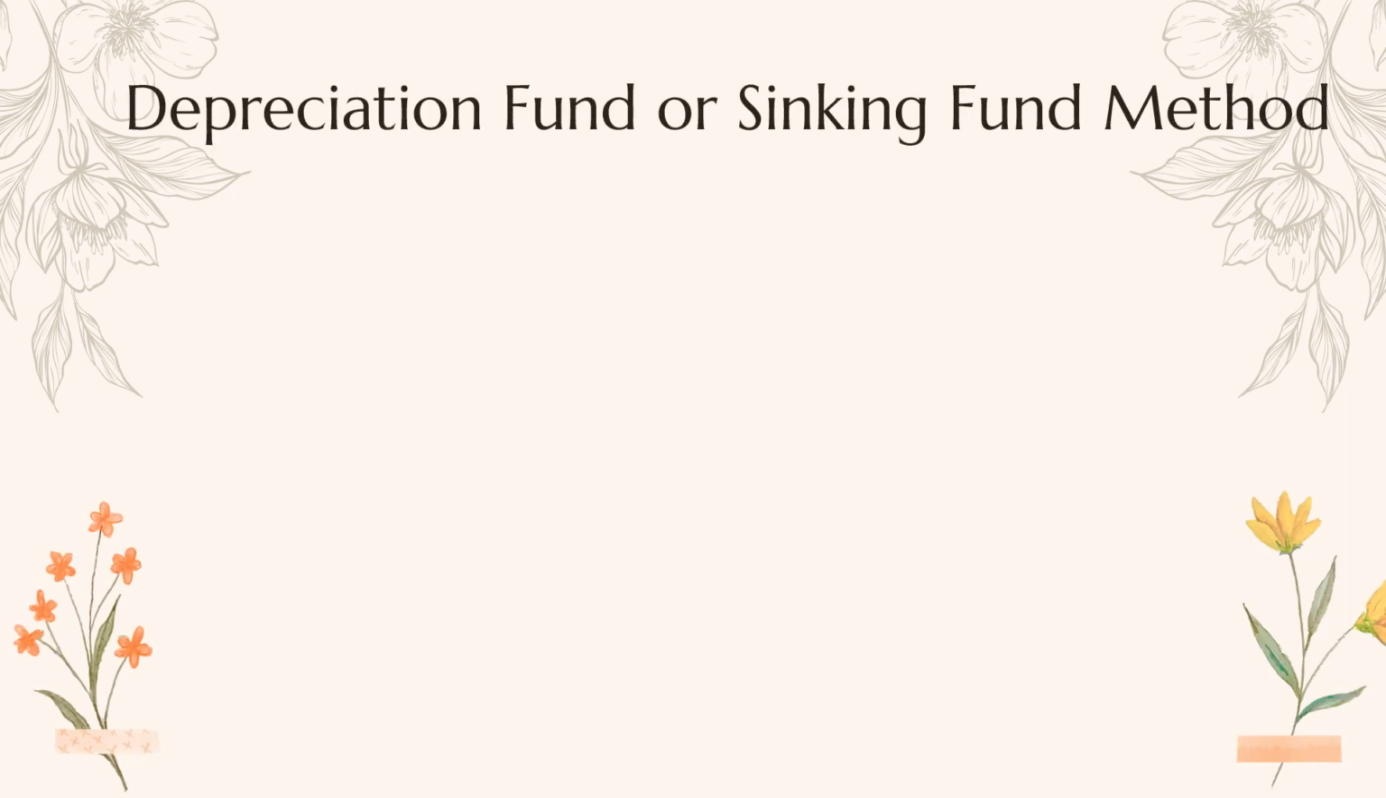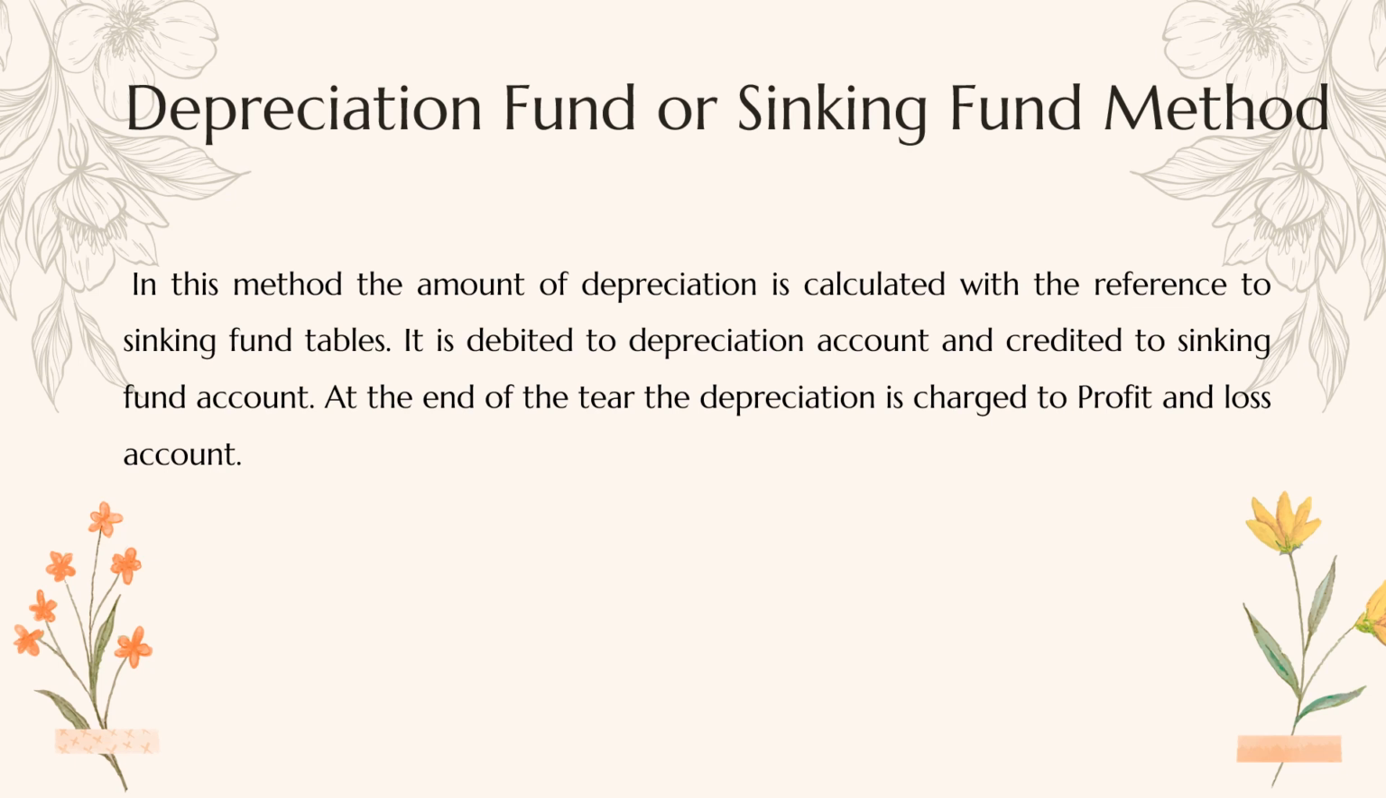Fund or sinking fund method. In this method, the amount of depreciation is calculated with the reference of sinking fund tables. It is debited to the depreciation account and credited to the sinking fund account. At the end of each year, the depreciation is charged to profit and loss account. So, for a certain table we have, with that we can calculate what is the depreciation amount to be calculated, and that amount is transferred to sinking fund account. And after a few years, that is maybe 5 or 6 years, we can use that amount to purchase another asset with which we can work on.